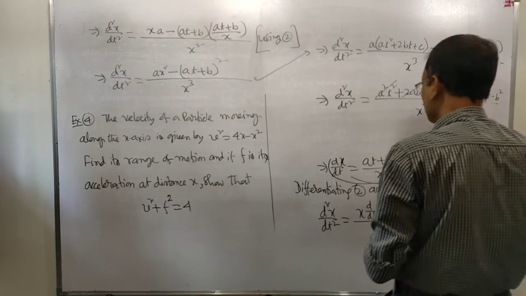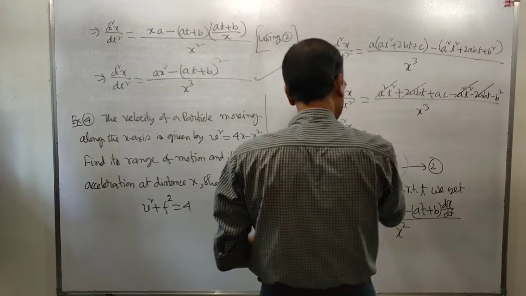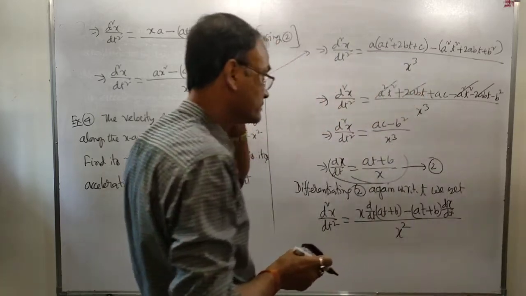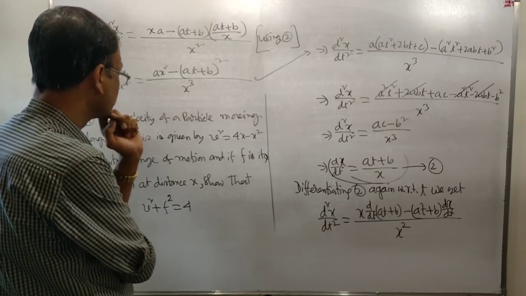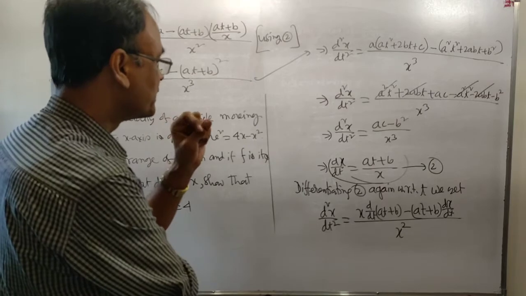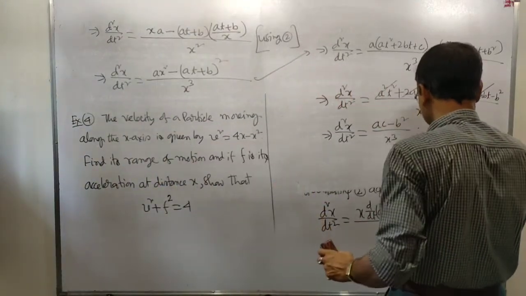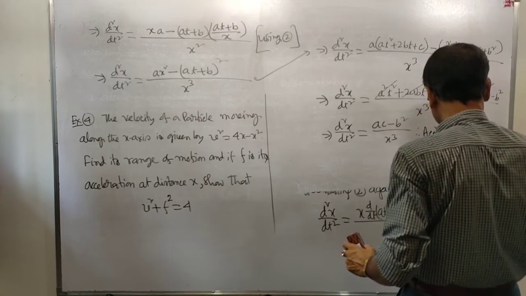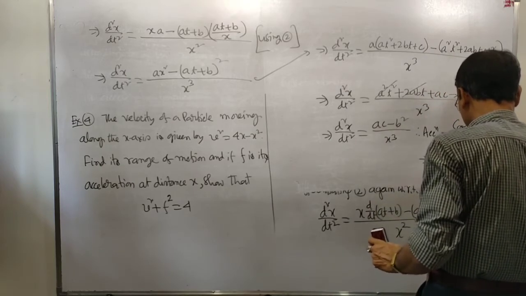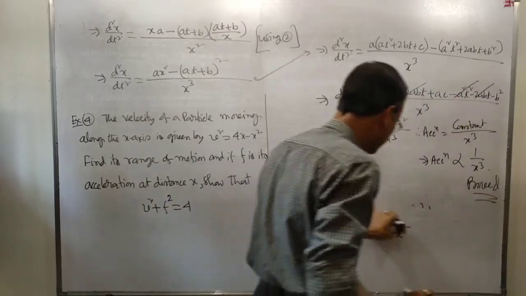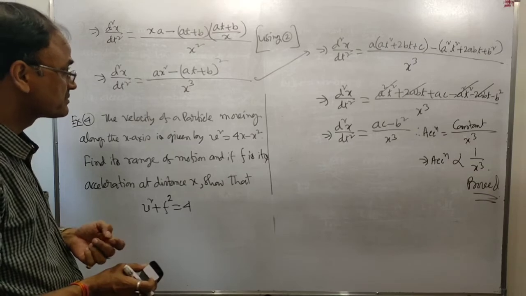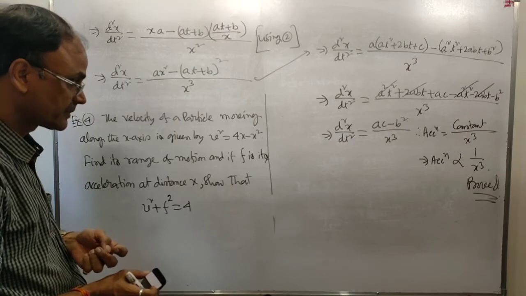A square t square will be cancelled. Twice abt will be cancelled. This means d2x/dt square will be equal to ac minus b square divided by x cube. Is it? Yes. Therefore, acceleration equal to constant divided by x cube. This means acceleration varies as 1 by x cube. Proved. We have to prove this one. Acceleration varies as 1 by x cube. Right?